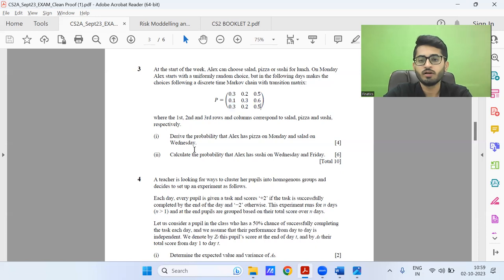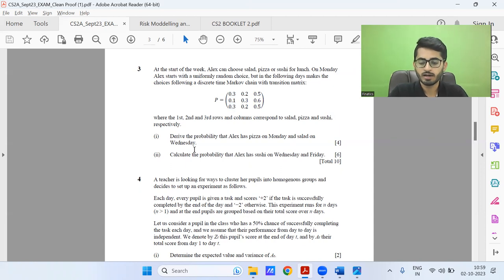So what some of you did was assume that Alex had pizza on Monday. You all took it as given and then calculated the probability that they had salad on Wednesday, which the question is not stating. It's not asking given that Alex had pizza on Monday. It is asking you to compute that Alex has pizza on Monday and salad on Wednesday.